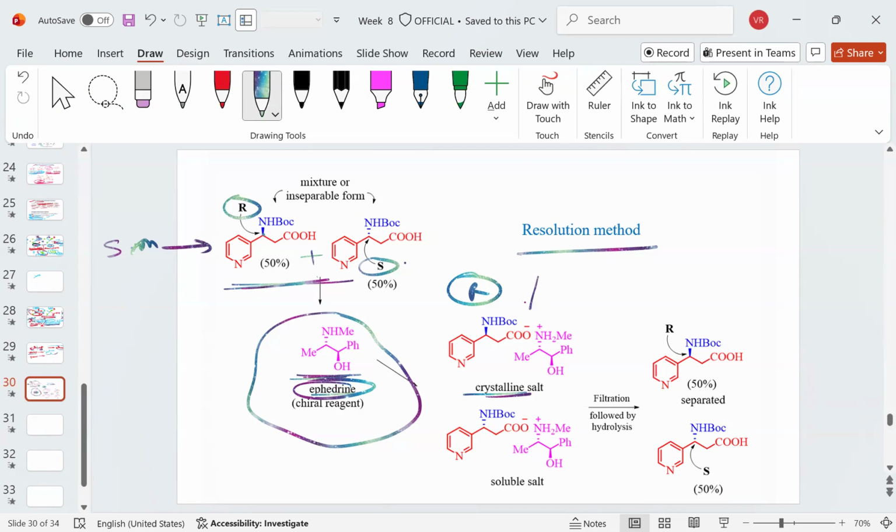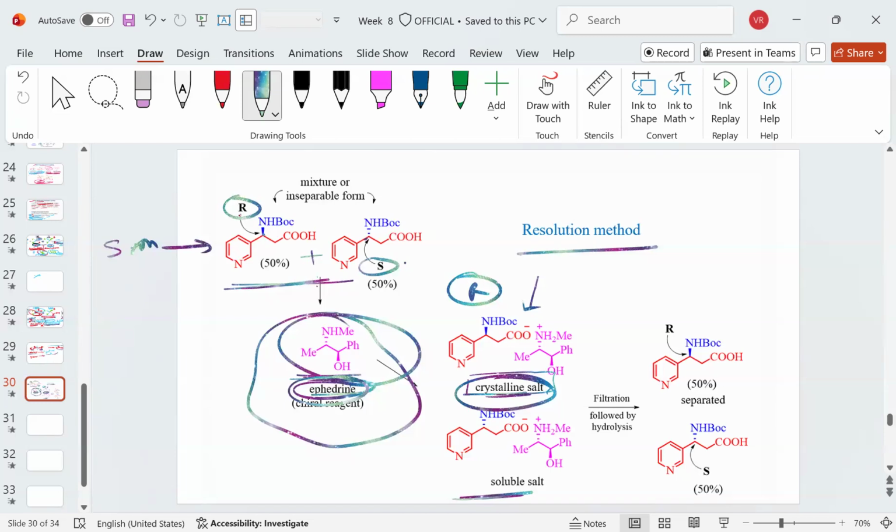So you can see here, this is the crystalline salt. However, this S isomer plus ephedrine is soluble. So what we can do is, in the reaction mixture, we can just add this ephedrine and stir for some time. What happens? After some time, it forms the crystalline salt.